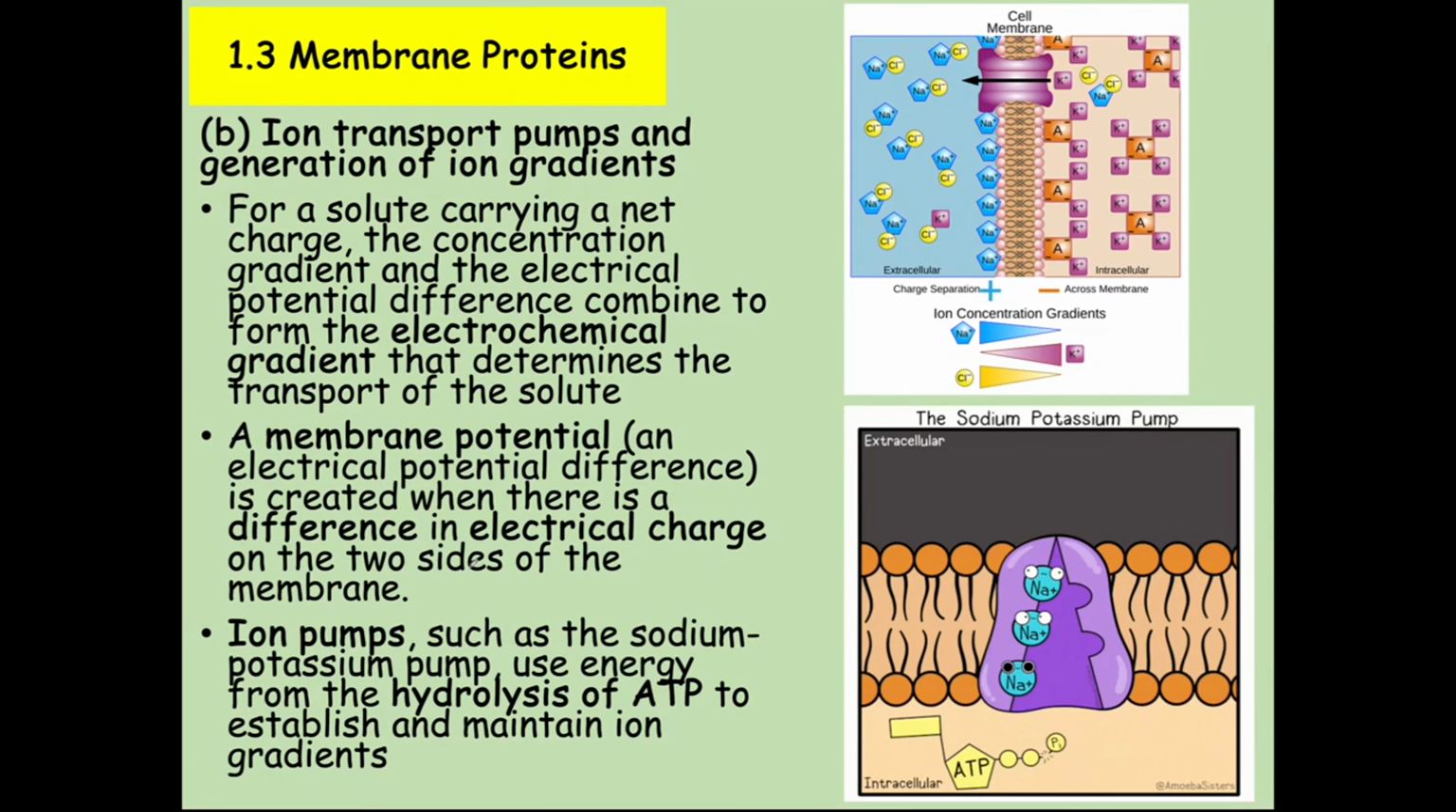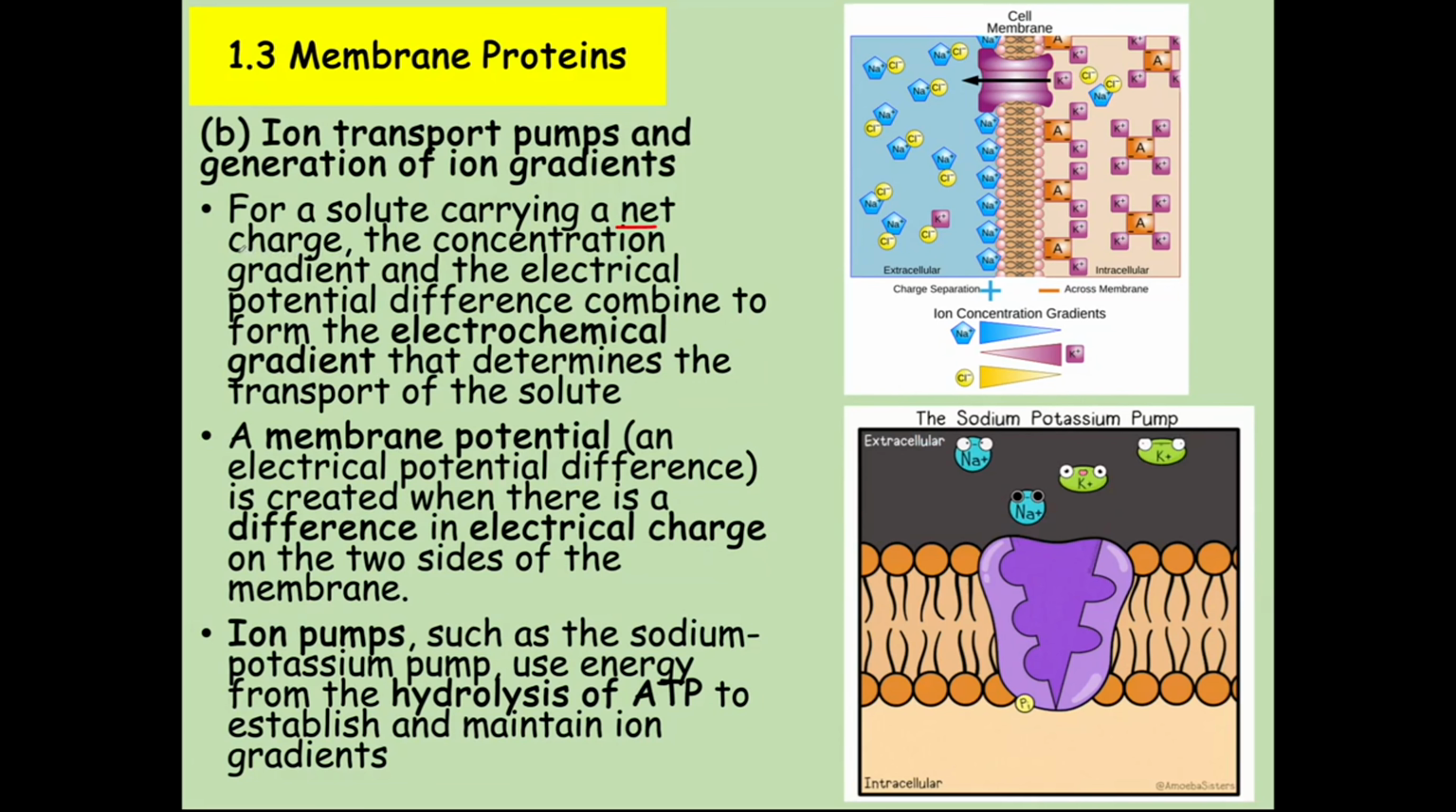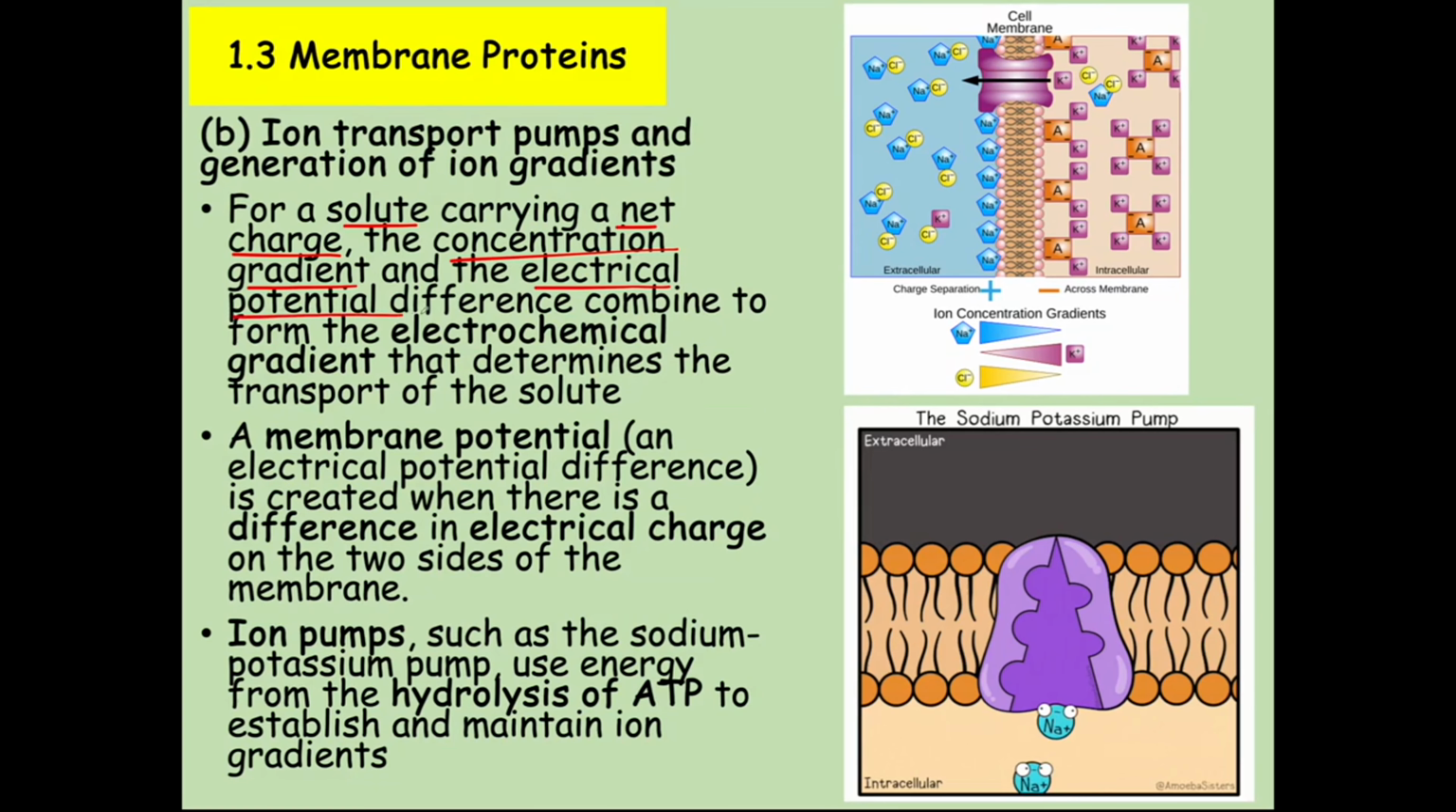So, ion transport pumps and the generation of ion gradients. Now, this is where it gets a wee bit tricky, I think, in this topic. And we really need to focus on this part. So, for a solute that's carrying a net charge, a positive or negative net charge, there are two components. The concentration gradient, that's the number of those solutes or molecules, so we'll underline that concentration gradient, and the electrical potential difference, that's the difference in charge on either side of the membrane.